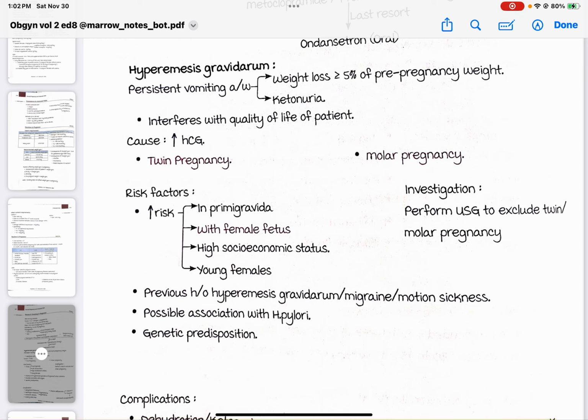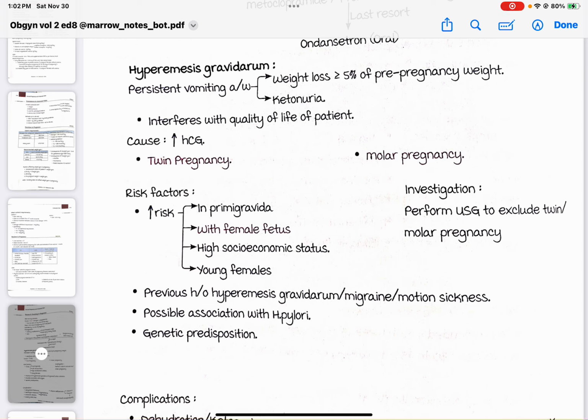Ketonuria: interferes with quality of life of patient. Causes: increased HCG, twin pregnancy, molar pregnancy. Risk factors: primary gravida with female fetus, high socioeconomic status, young females. Investigation performed: USG to exclude twin or molar pregnancy.